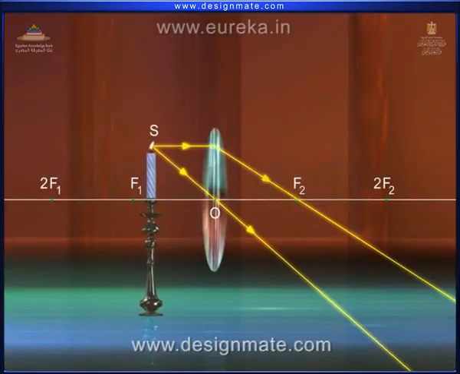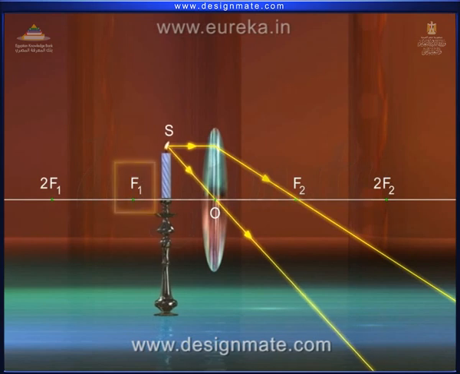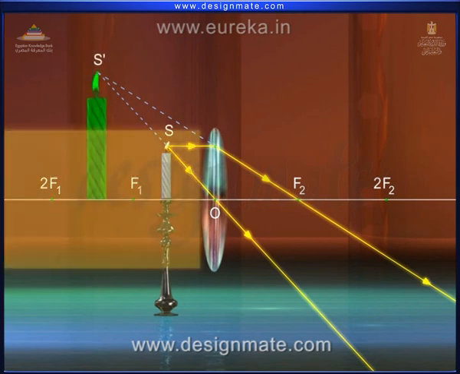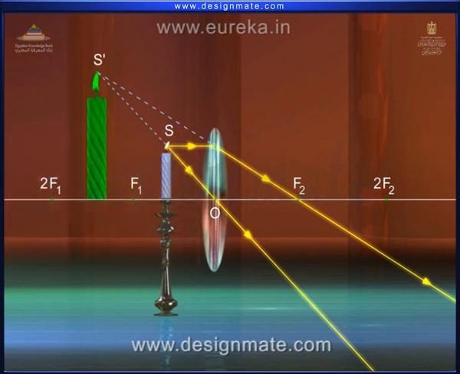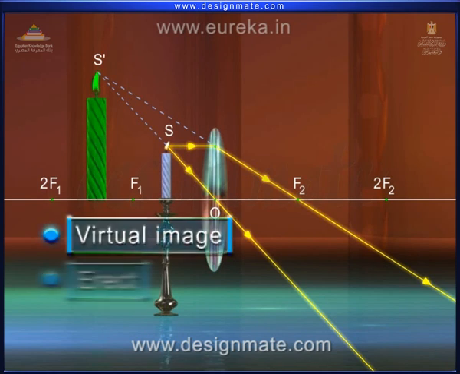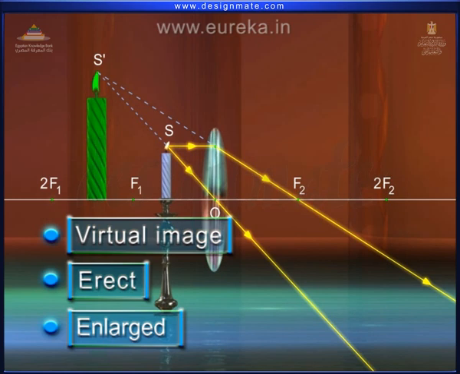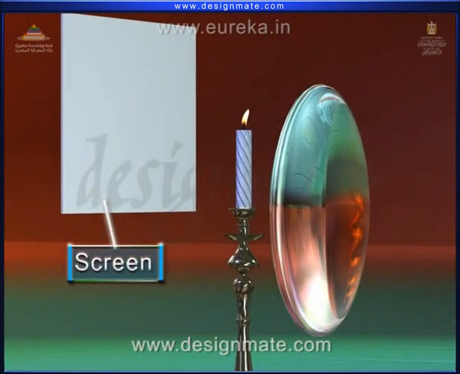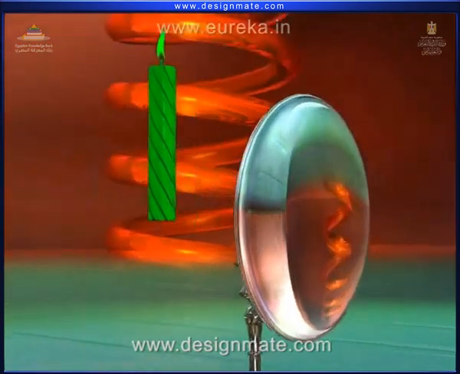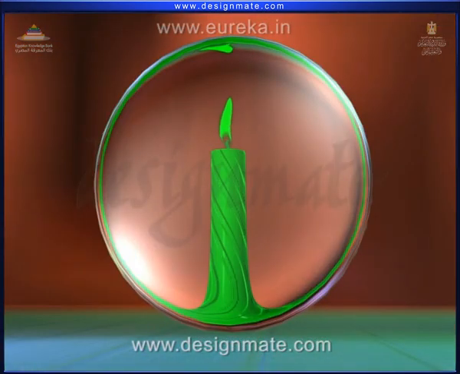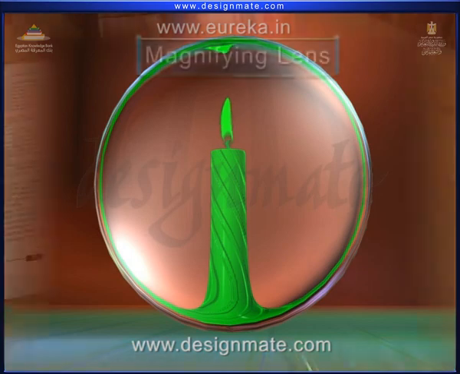And lastly, if the object is placed in between focal point f1 and optical center O of the lens, the refracted rays seem to go away from each other, which means they do not intersect each other. But on producing backwards, these rays meet at S' on the same side of the object. In this case, we get a virtual image of the object, which is erect and enlarged. Such an image of object cannot be obtained on the screen. Rather, it can be observed from the other side of the lens. This is the principle for working of a magnifying lens.